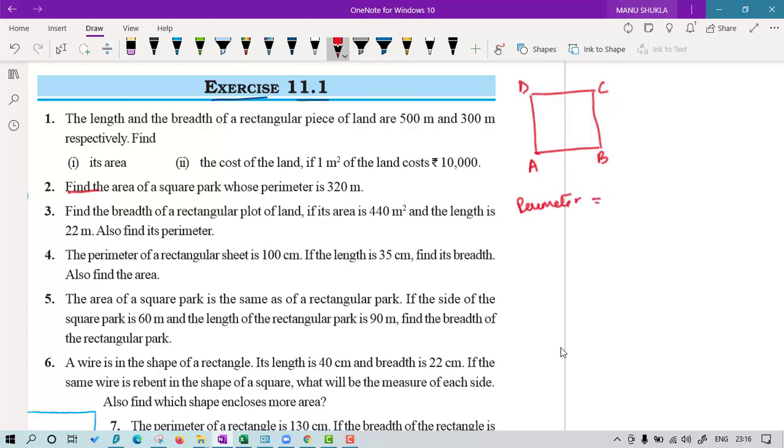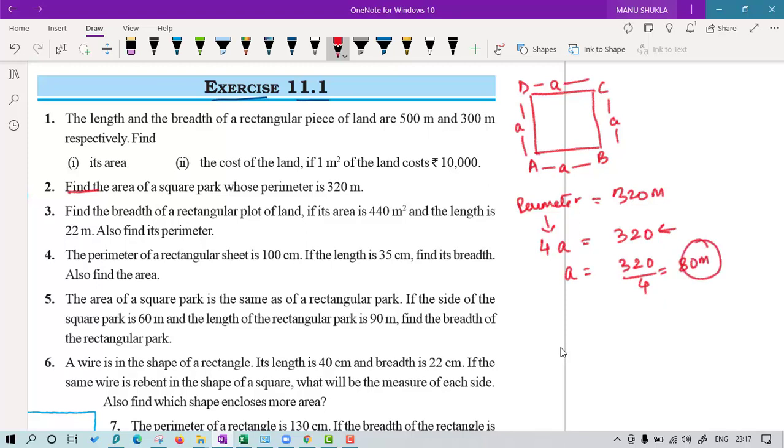is equal to 320 meters, which is the sum of all sides. If I take one side as small a units, so you can see I have assumed one side as small a, so all sides are small a. The perimeter formula is 4 into a is equal to how much? 320 meters. This equation will help us to find the length of one side, that is, a is equal to 320 upon 4, which is 80 meters. So this way we have found the dimension of our square.